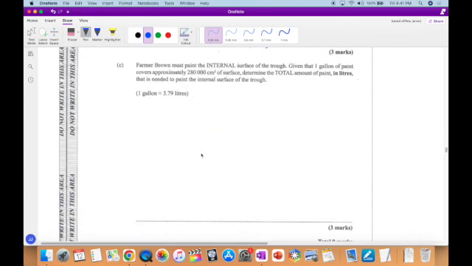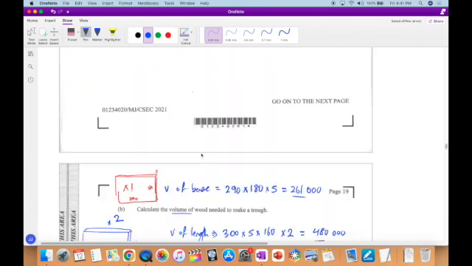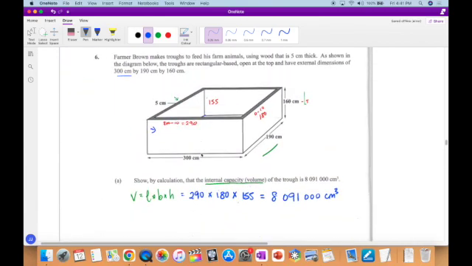So Farmer Brown must paint the internal surface of the trough, given that 1 gallon of paint covers approximately that area of surface. Determine the total amount of paint in liters that is needed to paint the internal surface of the trough. Well, we need to find out what is the area, the internal surface area of the trough, right? And we're talking about the internal measurements here. So we could see we're using the 155 height, the 290 length, the 180 width.